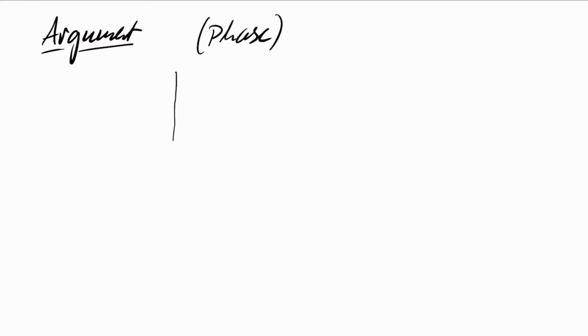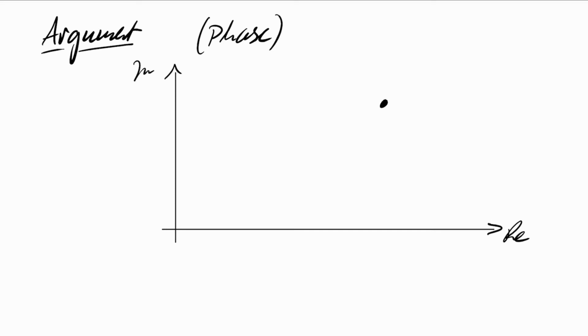Let's now have a look at what's called the argument of a complex number, or the phase. Again, we start with a sketch. Take a generic point z and draw a line from the origin to it. Now we've seen that the distance from the origin is the modulus of z.